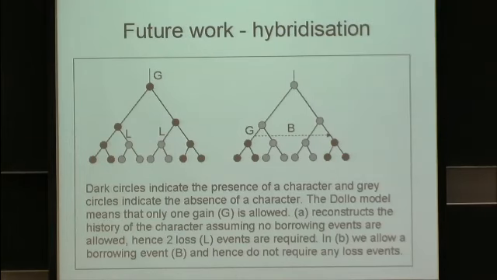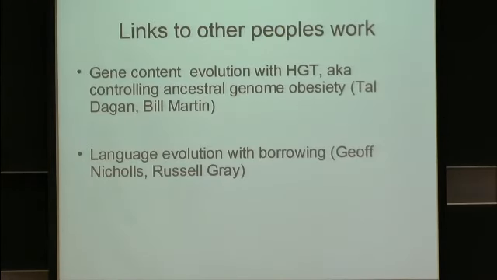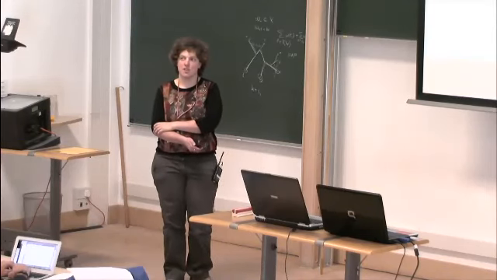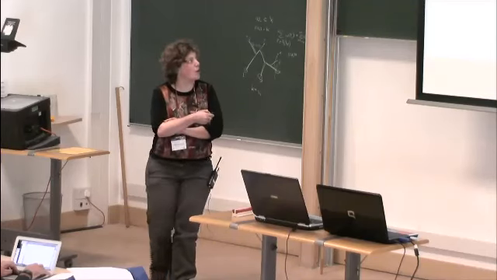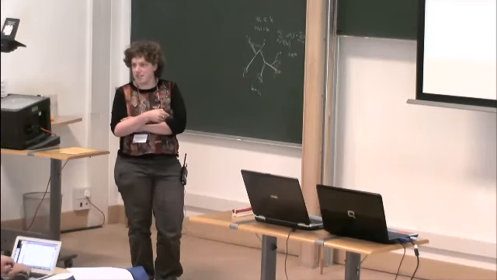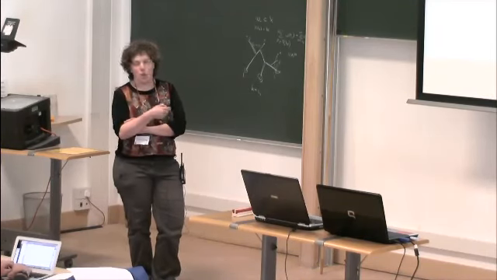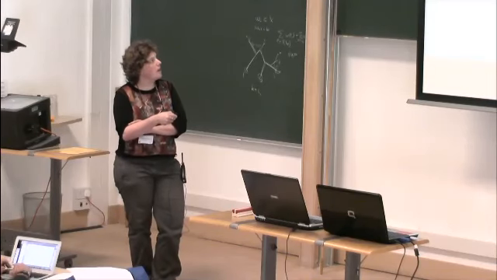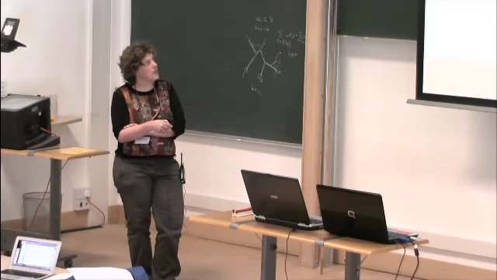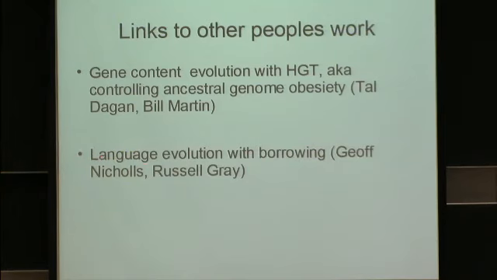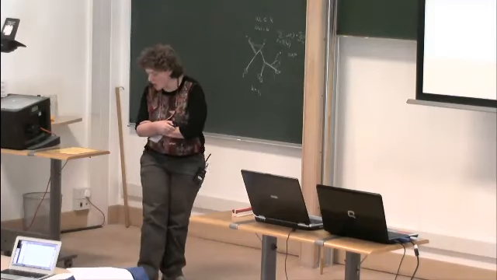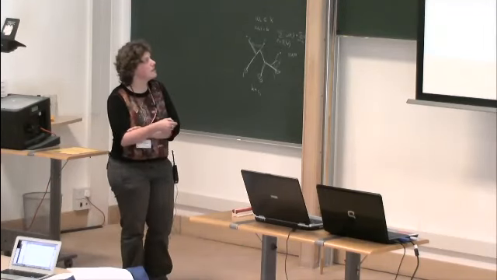So that started to remind me of talks I'd heard by people like Tal Dargan, Phil Martin, Jeff Nichols and Russell Gray, because the stochastic Dollo situation is certainly by no means unique to the DArT data. In fact, it seems to turn up all over the place if you have complex traits in a situation where one gain, multiple losses seems reasonable. So obviously gene content evolution, perhaps with horizontal gene transfer, or language evolution where you've got borrowing of words. They all seem like situations where we might be able to steal tools that have already been developed.